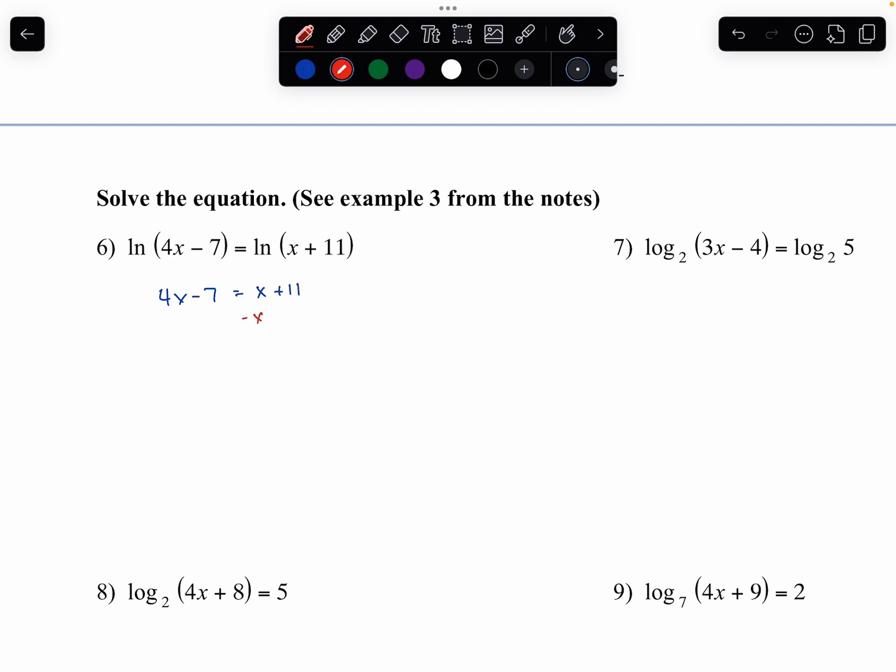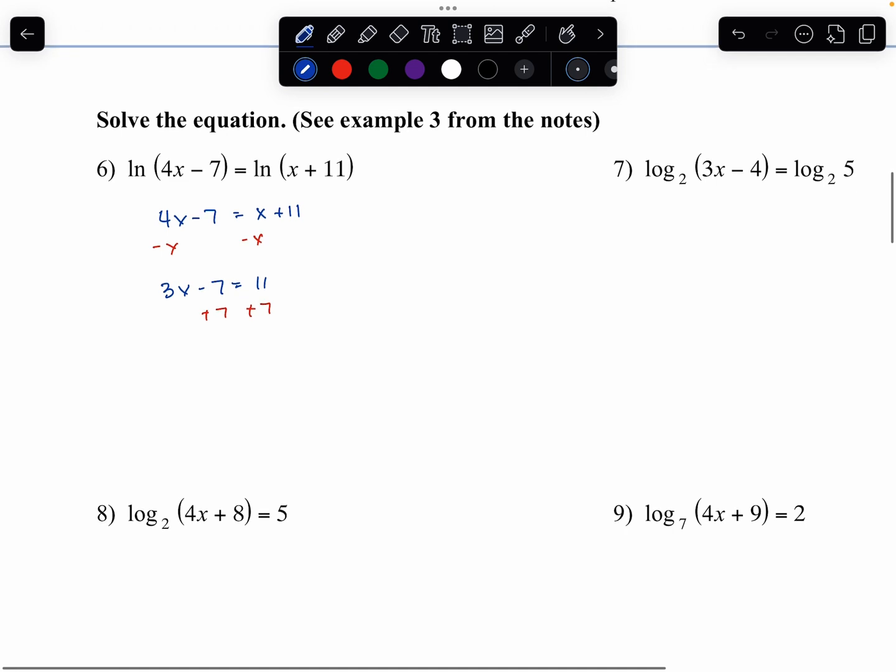So I'll subtract x and subtract x. 3x minus 7 is equal to 11. I'll add 7 and add 7. And I'll get 3x is equal to 18. Divide by 3, divide by 3, and I get x is equal to 6.